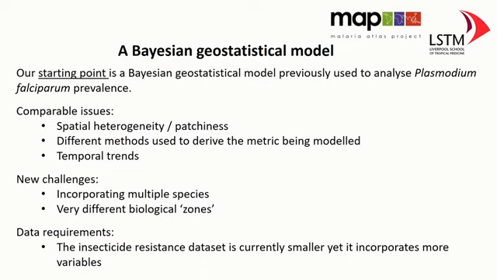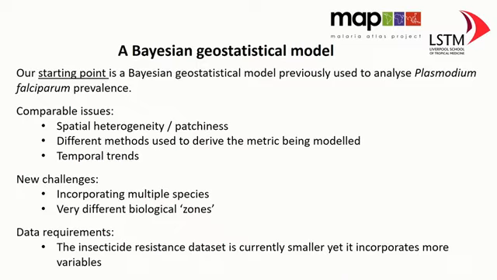Finally, the data requirements. I've already discussed a number of ways in which there are extra factors that we need to include when we're looking at insecticide resistance, but at the moment our full data set is around half the size of the Plasmodium falciparum prevalence data set. So there are some challenges in there, and if anyone out there has any data we don't already have, we would love to receive it because it's all important in this approach.